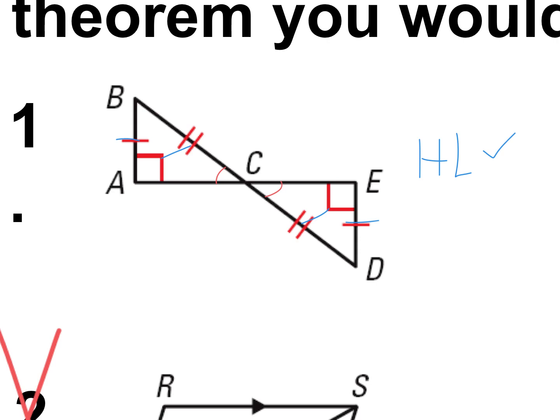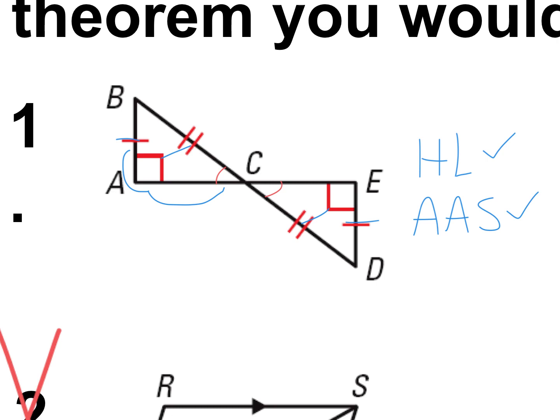Is there any other one that works? Angle, angle, side. Angle, angle, side works because we have this angle here to an angle to a side. Does any other one work? Angle, side, side. Is that a thing up there? No. Is side, side, angle a thing? No. No. So no other ones work. Just those two. Yeah? And remember, you don't have to have both. You can just have one.